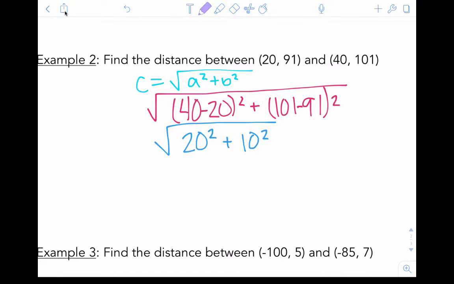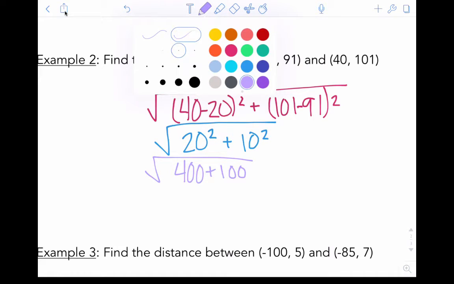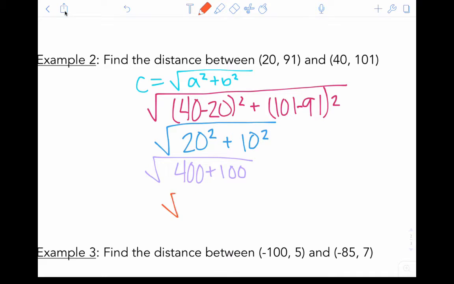Now I'm going to do my exponents. So 20 squared is 400. If you don't know that off the top of your head, since you have 20 times 20, you can take 2 times 2, which is 4, and then you have 1 zero that you're squaring, so it becomes 2 zeros. And then 10 squared we know is 100. And I'm going to square root that whole thing. 400 plus 100 is 500, so I have the square root of 500.